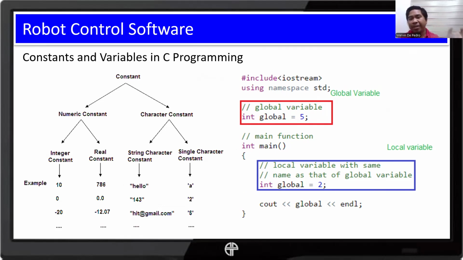But if a certain function, such as our main function, makes use of the same variable, such as here, for the global we use 5, but for the local we use 2. So the local value of this variable is 2.